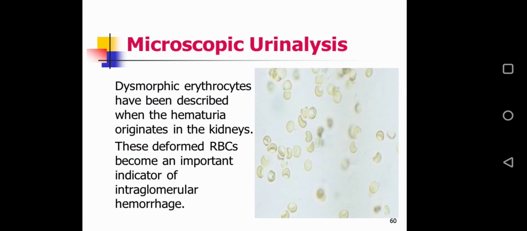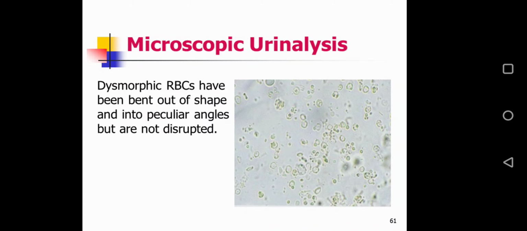Dysmorphic erythrocytes have been described when the hematuria originates in the kidney. This deformed RBC becomes an important indicator of intraglomerular hemorrhage. Dysmorphic RBCs are out of shape and have posterior angles but are not disrupted. Why are they dysmorphic? The posterior connections of the red cells are thought to be caused by clotting through a damaged capillary membrane.